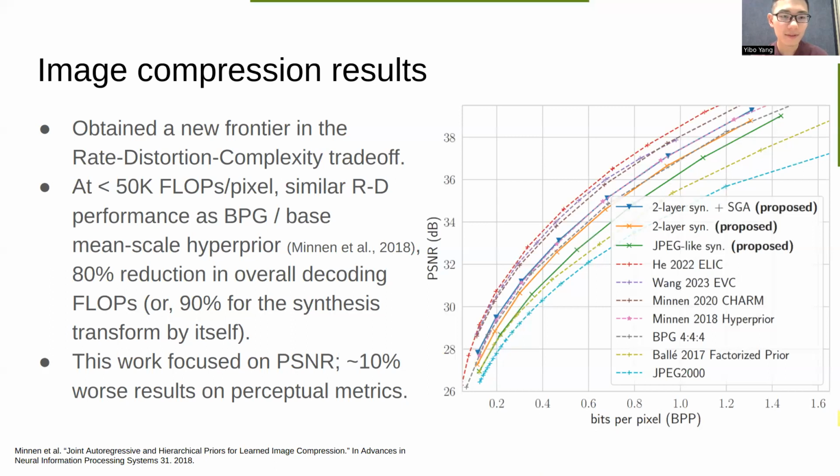Experimentally, this resulted in a new frontier in the performance trade-off between rate and distortion and decoding complexity. And we obtain rate distortion performance on par with BPG and the mean scale hyperprior at less than 50,000 flops per pixel. And improving the result on perceptual metrics is an interesting direction for future research, as well as making the entropy coder more computationally efficient.